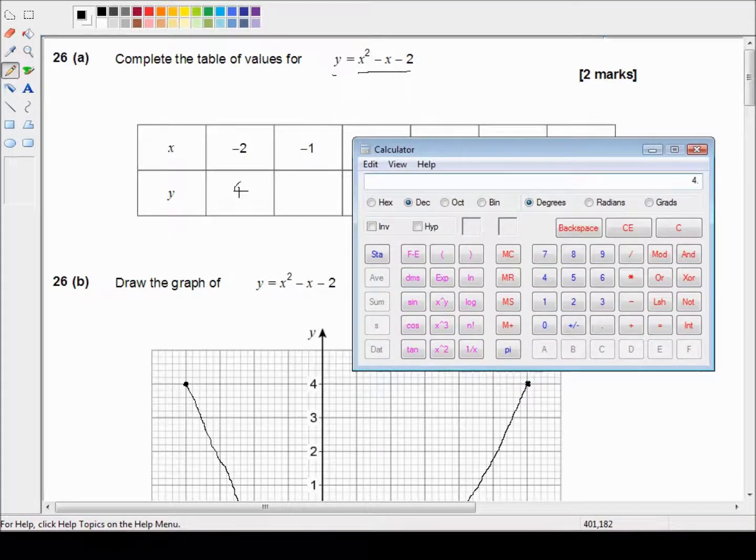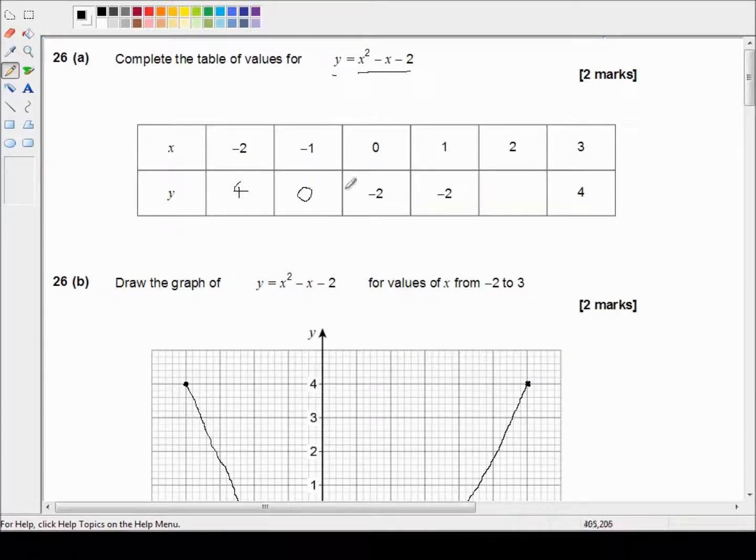Okay, so we need to do the same thing for negative 1. I'm just going to use the calculator. Negative 1 squared minus negative 1 minus 2 is equal to 0. These two are already filled in, so we just need 2. In fact, again, we could do it without a calculator. 2 squared is 4, minus 2 is 2, and minus 2 is 0.